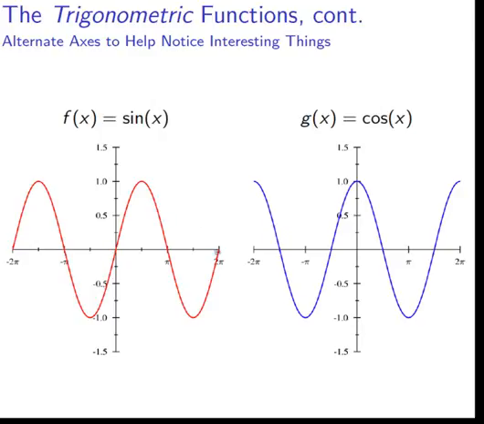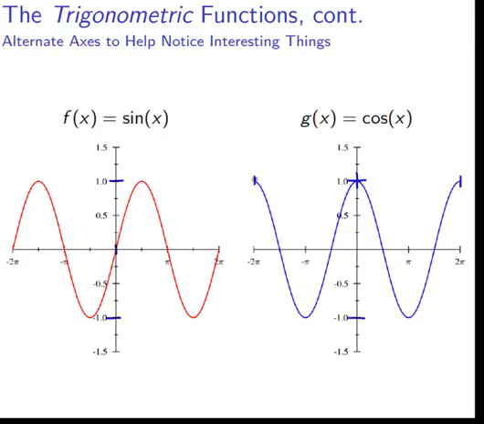From 0 to 2 pi, we've got one repetition. From negative 2 pi to 0, we've got another repetition. It repeats itself every 2 pi. It also varies between 1 and negative 1, both for sine and cosine, and it also has repetitions on a 2 pi basis, both for cosine and sine.